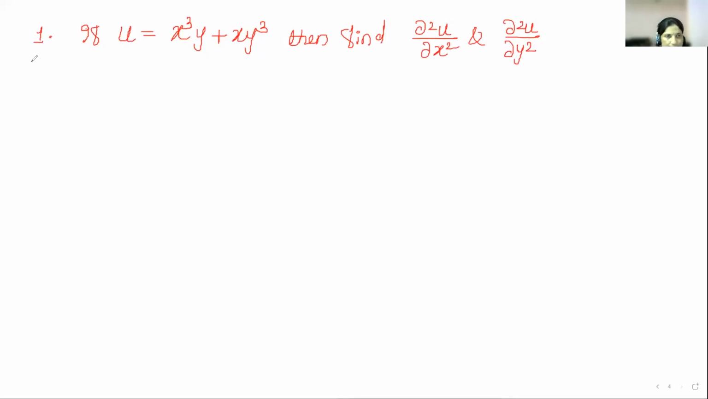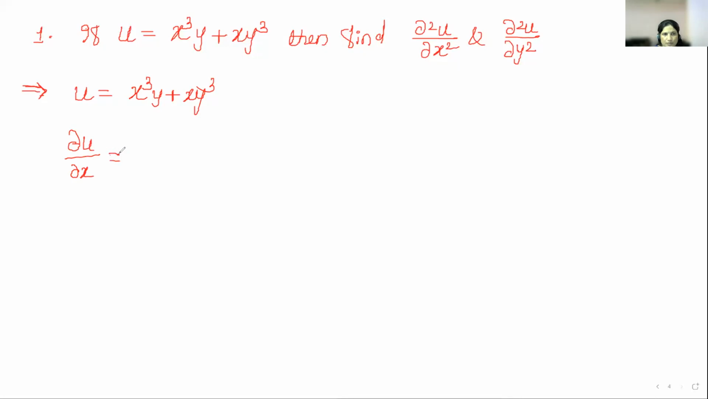So look at this. By using the higher order derivative of the given function, here u is given, u is equal to x cube y plus x y cube, then the partial derivative of this function. Now look here, ∂²u/∂x² means we take the derivative of the given function twice with respect to x. Again ∂²u/∂y² means again we are taking the derivative of the given function with respect to y two times. So first I am taking ∂u/∂x.